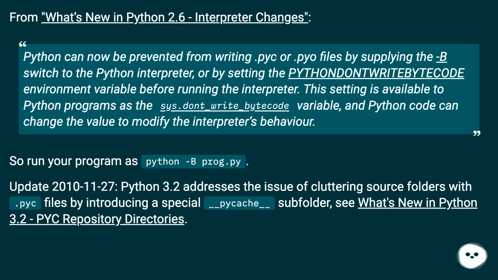Update, the 27th of November, 2010. Python 3.2 addresses the issue of cluttering source folders with .pyc files by introducing a special __pycache__ subfolder. See what's new in Python 3.2, PYC repository directories.